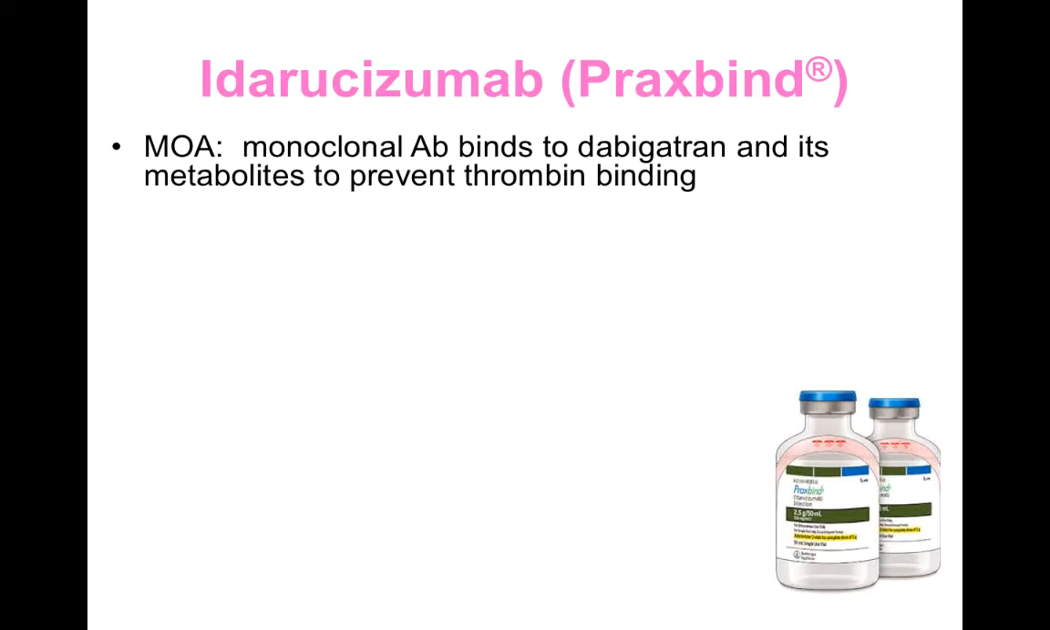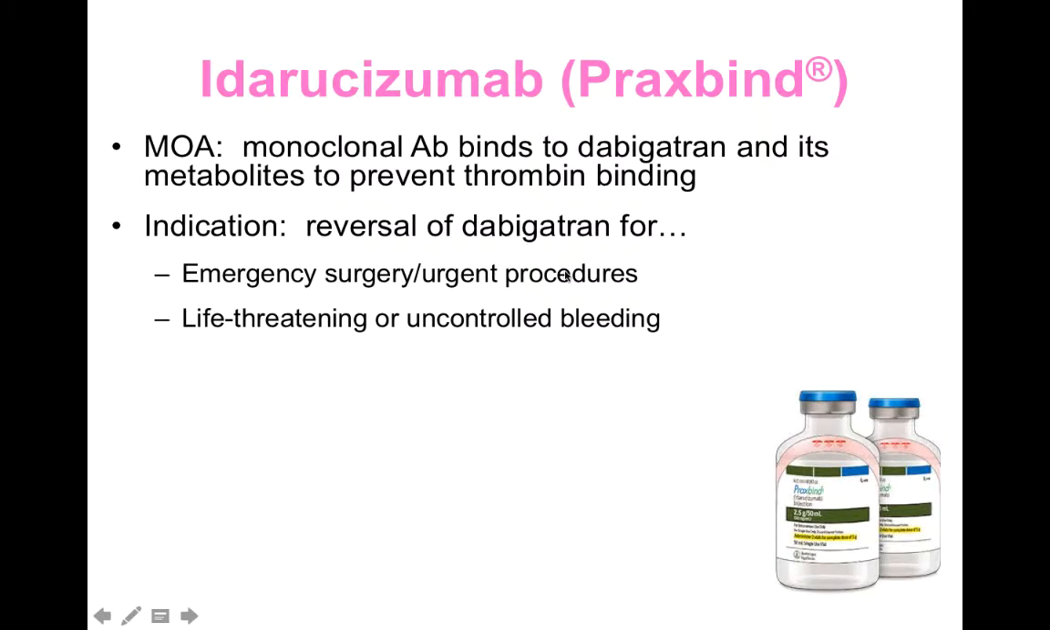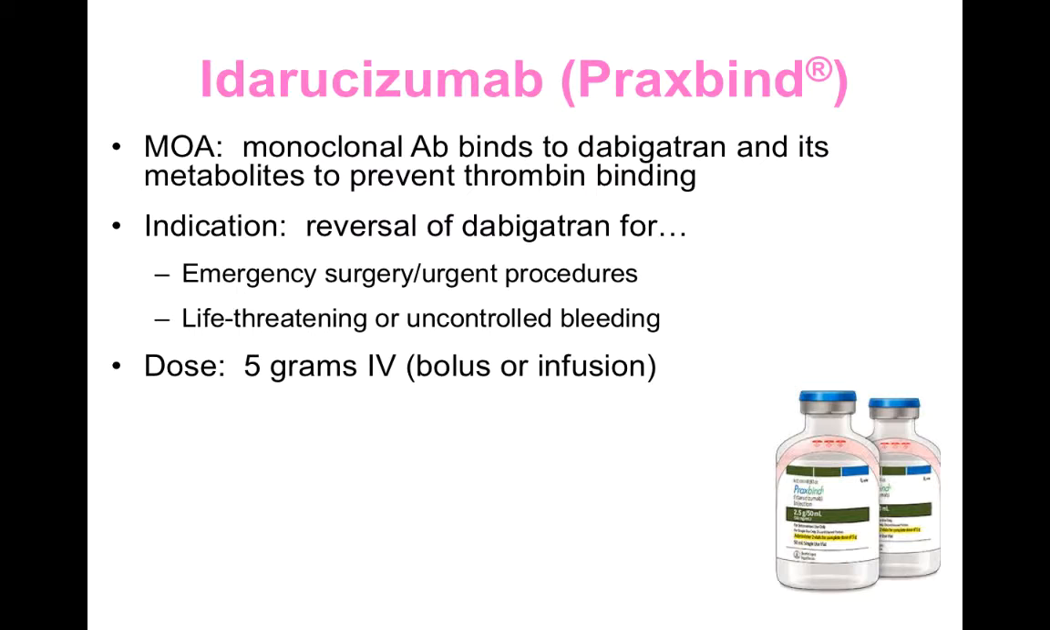Praxbind is a new agent that was just released to help reverse the effects of dabigatran. It's a monoclonal antibody, and it prevents the binding of dabigatran to thrombin. It's indicated, again, for reversing the effects of dabigatran in preparation for emergency surgery or urgent procedures or any life-threatening or uncontrolled bleeding. It's dosed as 5 grams IV, and it can be given either as a bolus or infusion. The package insert doesn't really specify how long you need to infuse it over, but the effects are pretty rapid, and they've been observed to reverse the effects of dabigatran even by the end of the infusion, and it lasts through 24 hours.